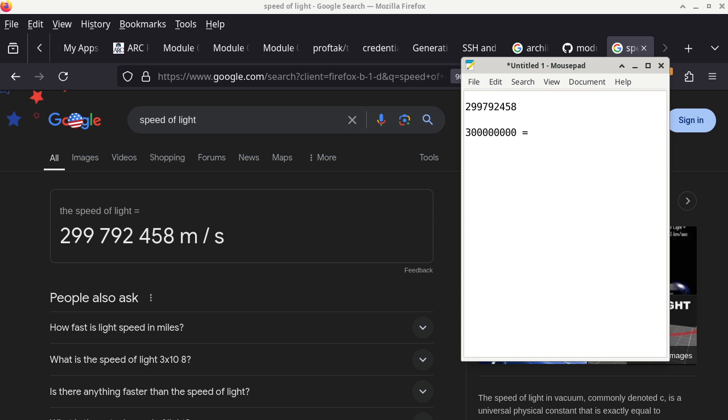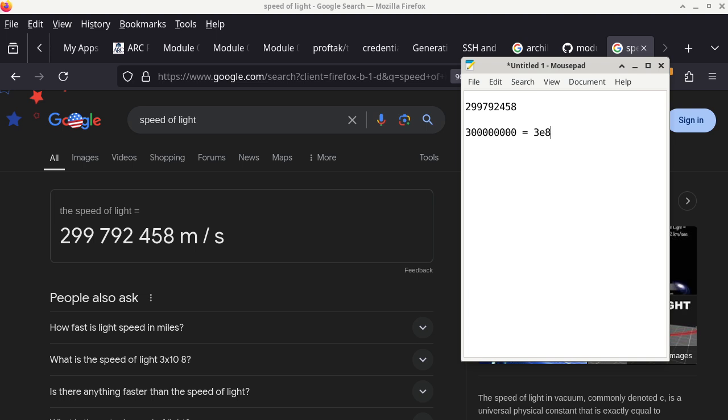Three times 10 to the power of 8, but how do you type it in with your calculator? Now that is dependent on the calculator, but most of the time we have something that looks like this. Not 10, it's 8. So 3E8 is the C notation. This is actually C notation to represent 3 times 10 to the power of 8.